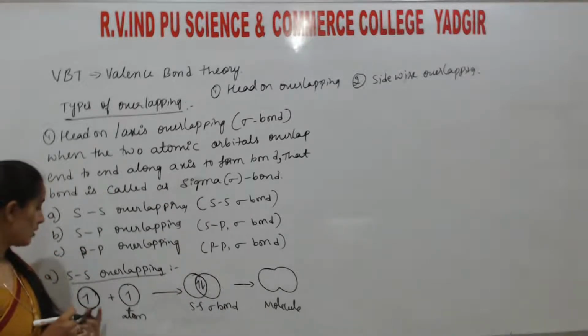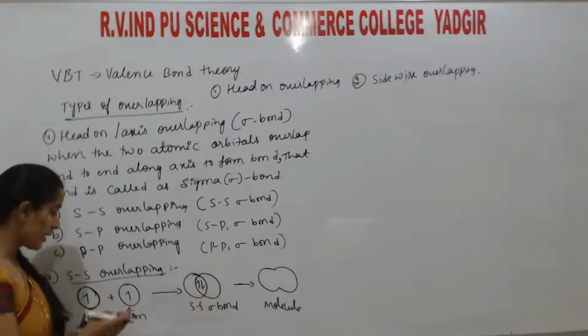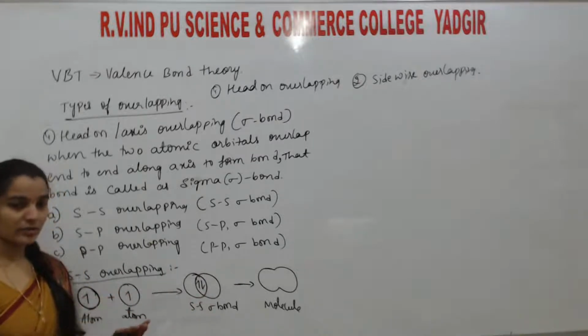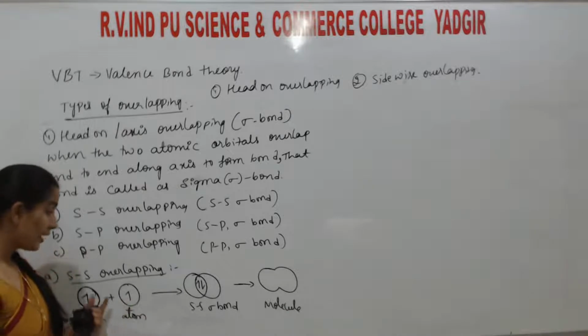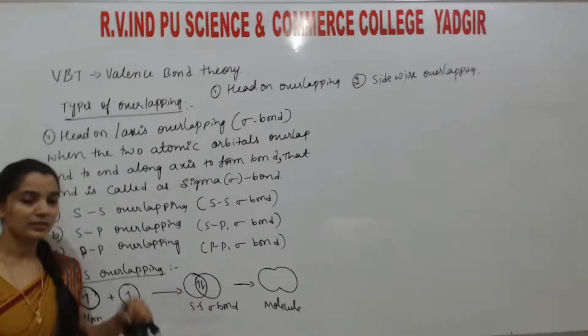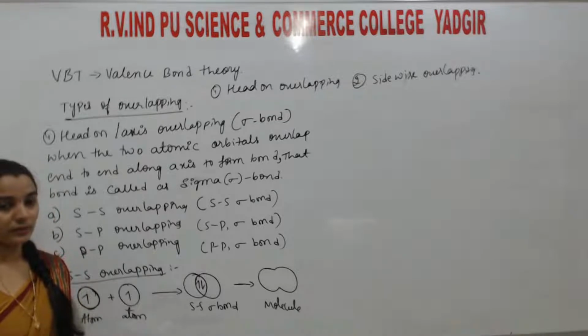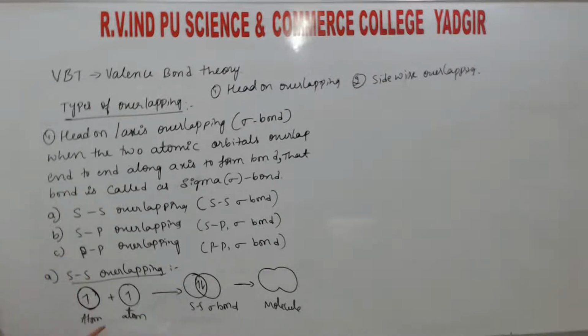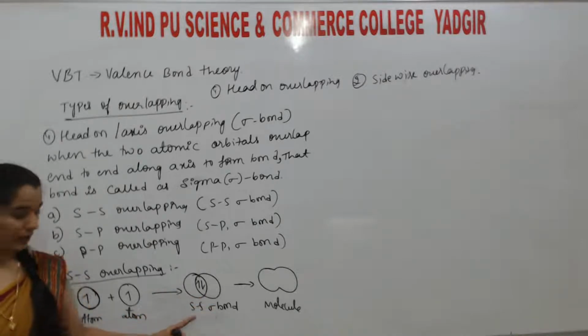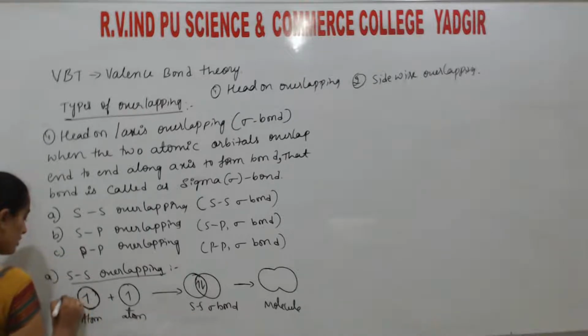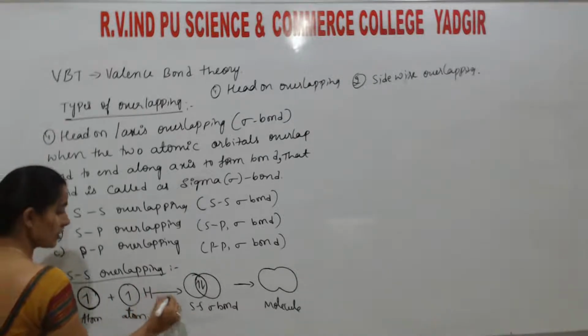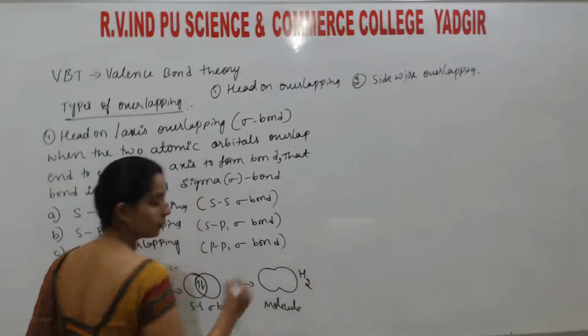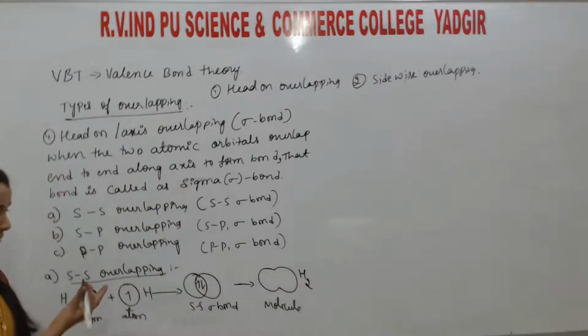Are you getting? This is how SS overlapping takes place. Of course, it is spherical, it doesn't have any axis. The greater the extent of overlapping, the greater the bond formation. So this is one type of formation of bond. Which type of bond? Sigma. So students, this is a hydrogen atom, this is also a hydrogen atom. This is the H2 molecule. This is the formation of an H2 molecule. SS overlapping.